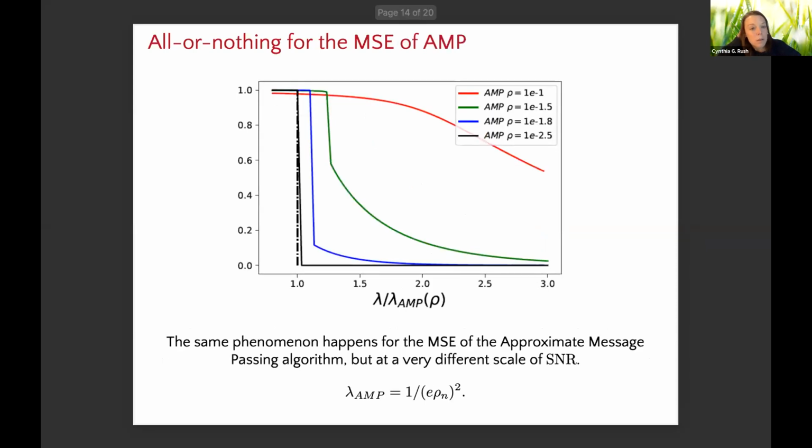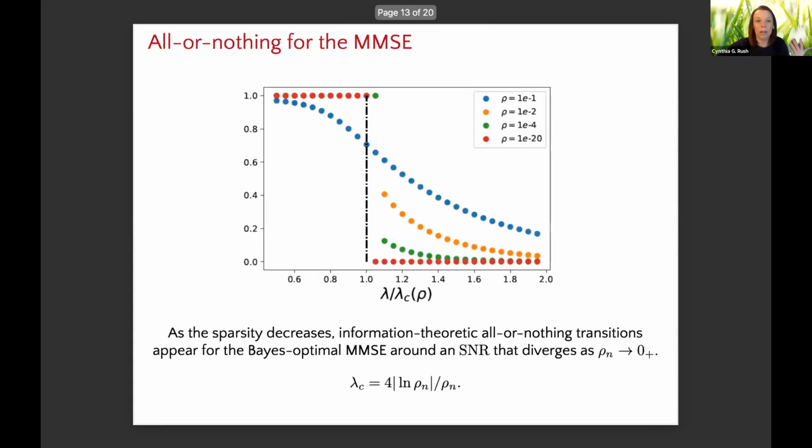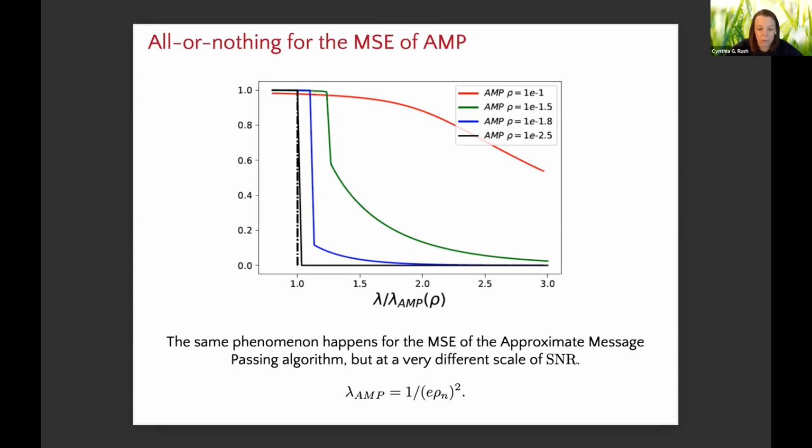We also observe similar behavior for the mean square error of AMP as a function of lambda. But now the actual critical value has changed. Here the critical value for AMP is no longer negative log rho over rho, but it's 1 over e to the rho squared, where e is some constant that we've approximated numerically. The figure plots the mean square error towards which our suitably normalized MSE of AMP converges at various sparsity levels. Again, we see an all or nothing transition appearing at the critical value defined by lambda AMP, and the transition occurs as rho is decreasing.